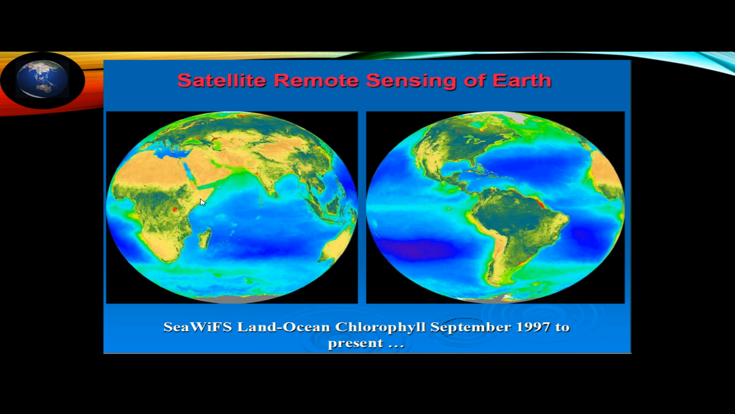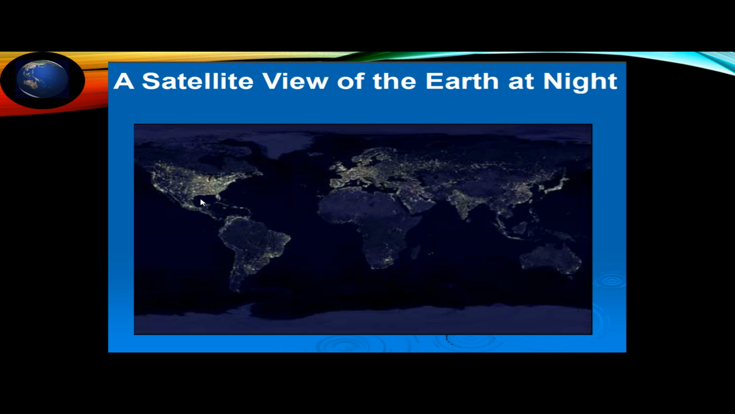So if you see here, the satellite remote sensing of the earth, land and ocean chlorophyll analysis from September 1997 to the present, how it is sensing, and the satellite view of the earth at night, how it looks.